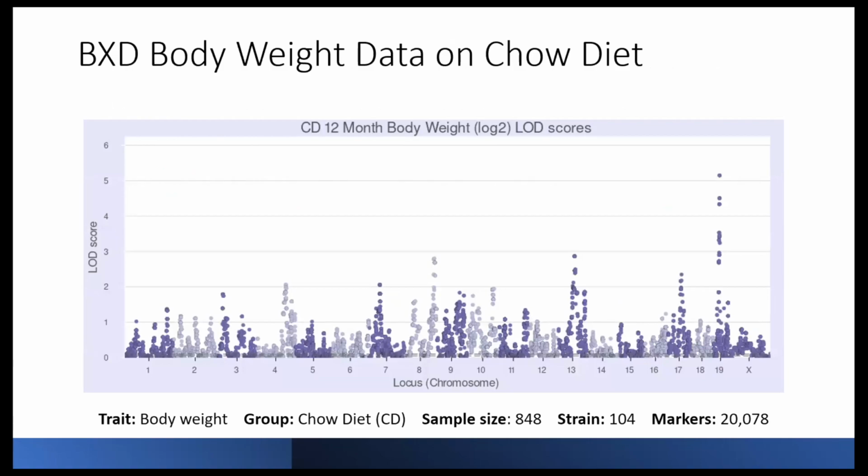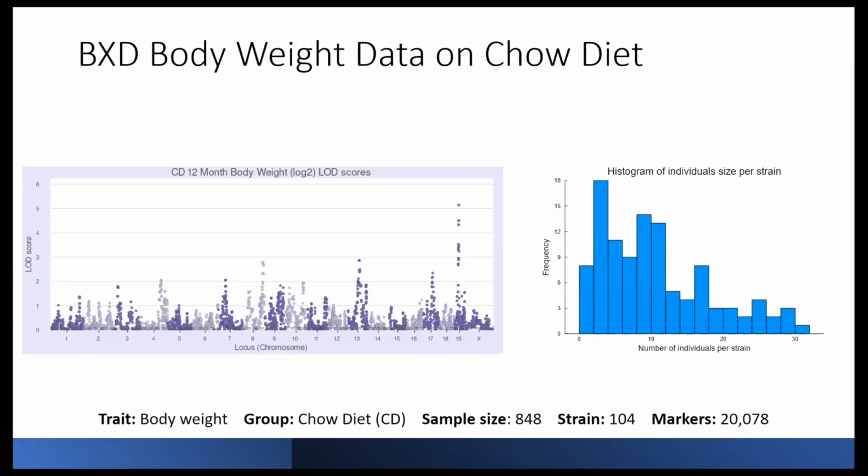So we applied the model to a real data set. Here you have the results in the Manhattan plot of the QTL map analysis, where we try to see if there is any association between our 20,000 markers and the trait of body weight for a group of BXD mice on the chow diet.